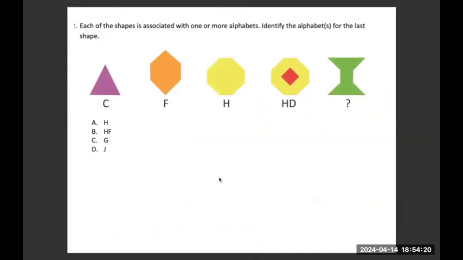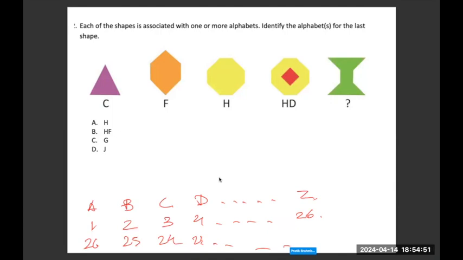So in this case, you're given shapes and then there are letters corresponding to the shapes. Now, in these kinds of questions, before you start the exam, just do a short exercise, for any exam which has an aptitude component. Write A to Z and then write the corresponding numbers to them. And then do the inverse also: 26, 25, 24, 23, and so on till 1.